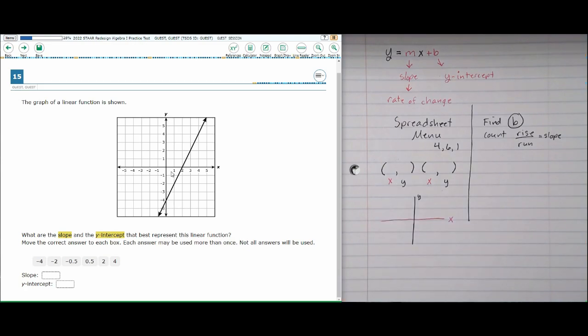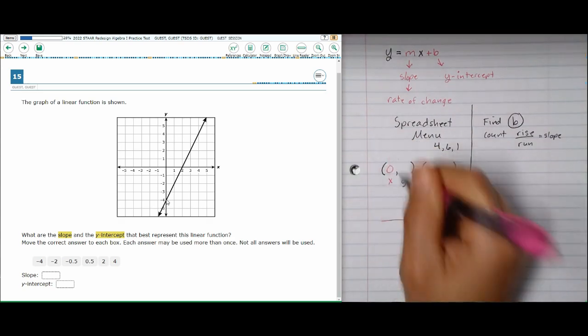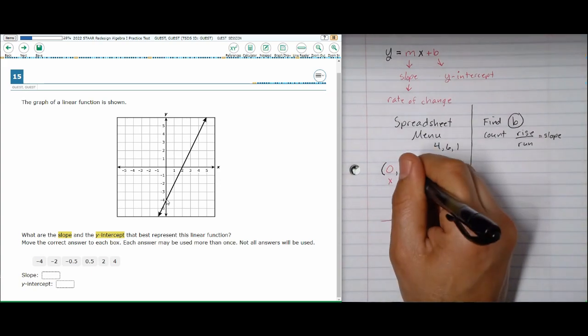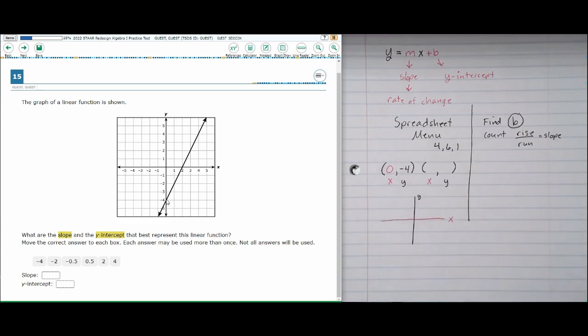So I'm going to start with this line. I'm going to go furthest to the left and find my y-intercept. And it looks like to me it's right here at -4 on the y-axis. And that lines up with 0 on the x-axis. So if I wanted to write that, I would say the x value is 0, and the y value, or my y-intercept value, is -4. So that's this first point where my arrow is right here.